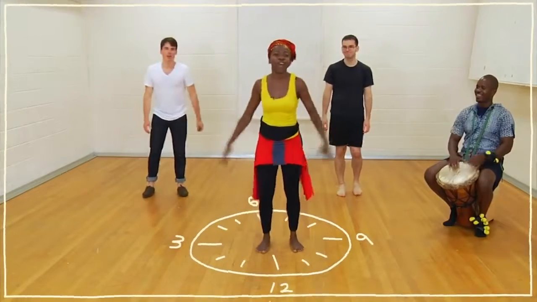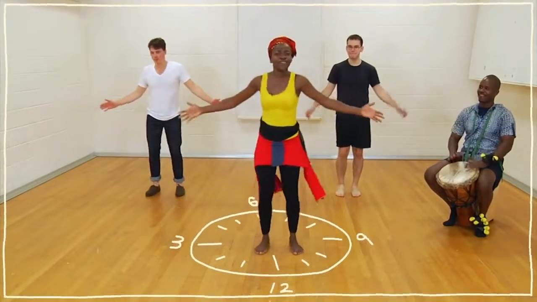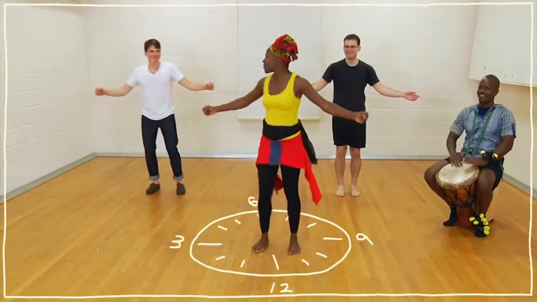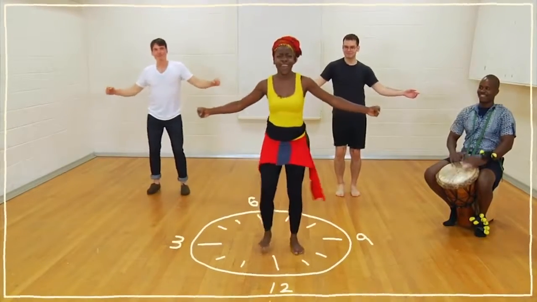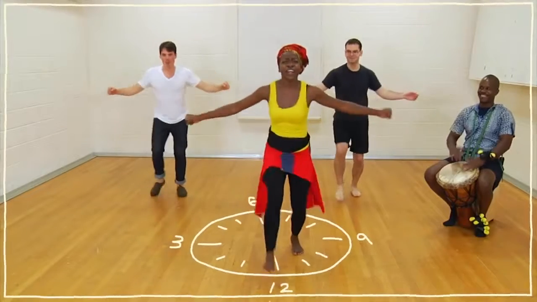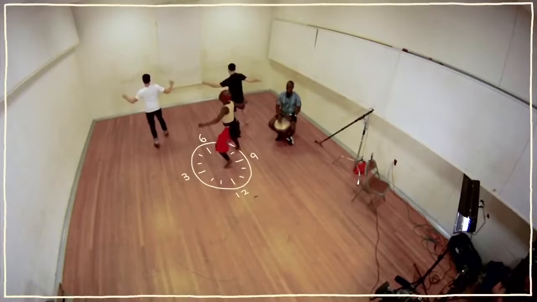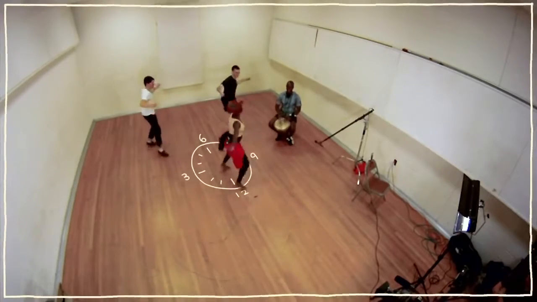Going around. So one more time. Here we go. Maybe with a serious face, a frown on your face. Yes, here we go. And we go. 12, 1, 2, 3, 4, 5, 6, 7, 8, 9, 10, 11.